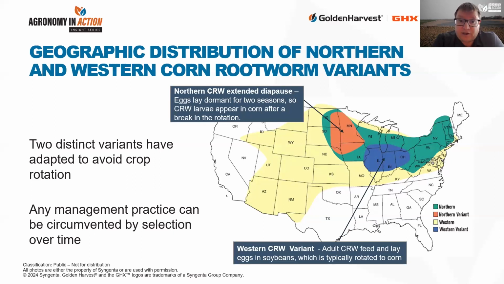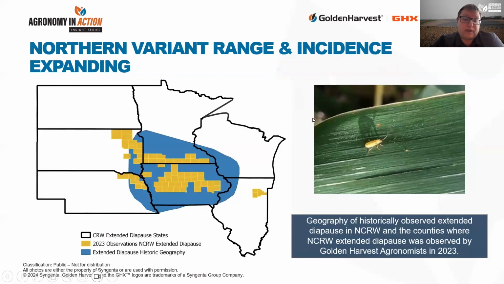Similarly, there's a variant of the northern corn rootworm, primarily in that Iowa, Minnesota, eastern Dakotas area, that has evolved to have extended diapause, where essentially the eggs remain in the soil through the soybean phase of the rotation, thus becoming a problem again. And as many of you in the northern Corn Belt are probably aware, this variant has become a greater challenge for us over the last several years.